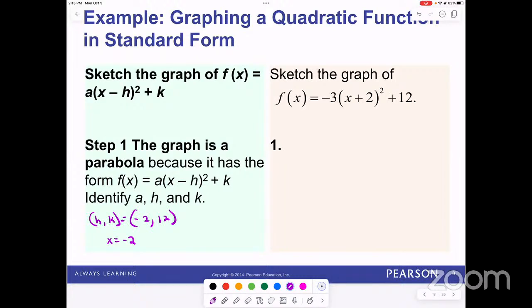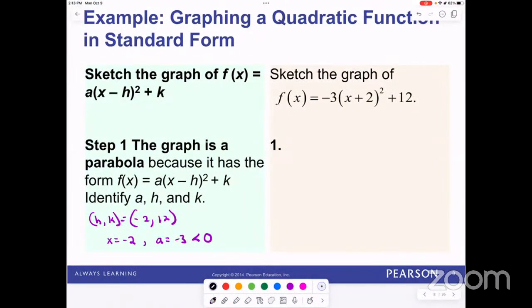And so we can use the axis of symmetry to generate points on either side of the axis. And then also notice that our a is -3, which is negative, right? So that means that our parabola opens downward. So our vertex is at the coordinates -2, 12. That puts us in quadrant 2. And our parabola opens downward. So we're focused on quadrant 2, right? So I'm just going to do a rough sketch.